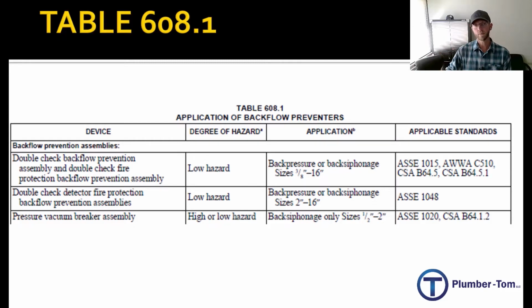There's 4 columns here. Let's examine each of those columns, make sure we're clear on what they are. The first column is the devices. Those are the things that you can install to protect against backflow. The second column is the degree of hazard. The third column is the application, back pressure or back siphonage, and the fourth column are the applicable standards. So these are the manufacturer standards that would have to be met in order to install this device.